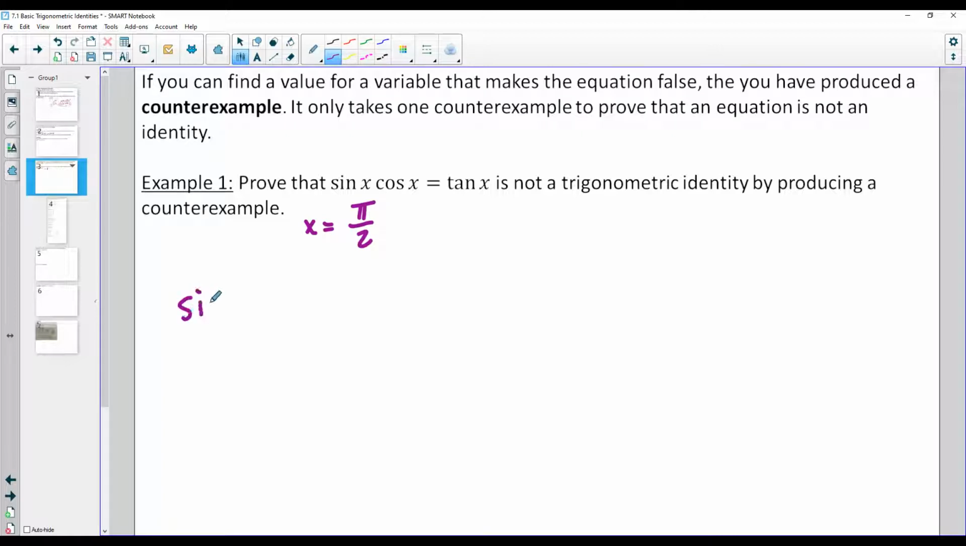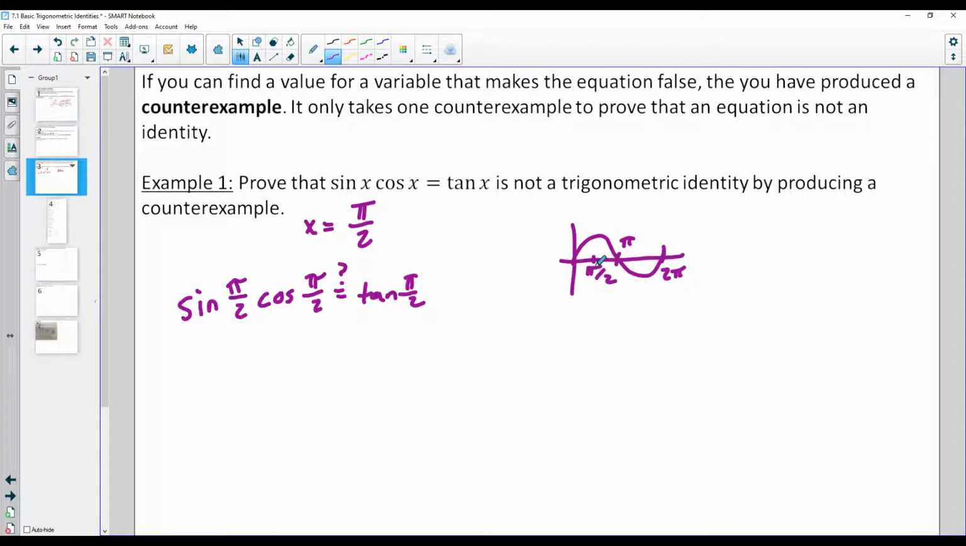So if I put pi halves in, I'm going to get sine of pi halves times cosine of pi halves equals tangent of pi halves. And we're asking, is this true? And so sine of pi halves, if we think about our graph, that's 2 pi, halfway is pi, this is pi halves. This is why I think the graphs are really important. Or you could use your unit circle. So at pi halves, sine is 1.